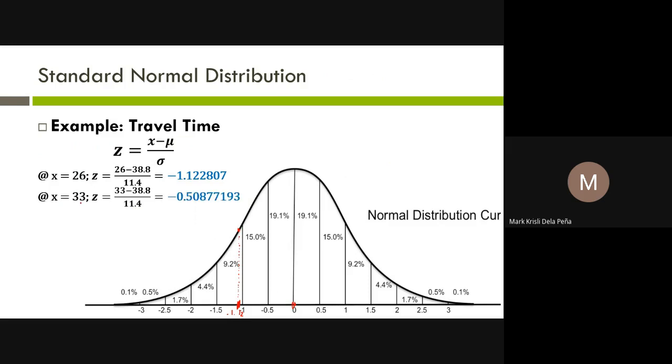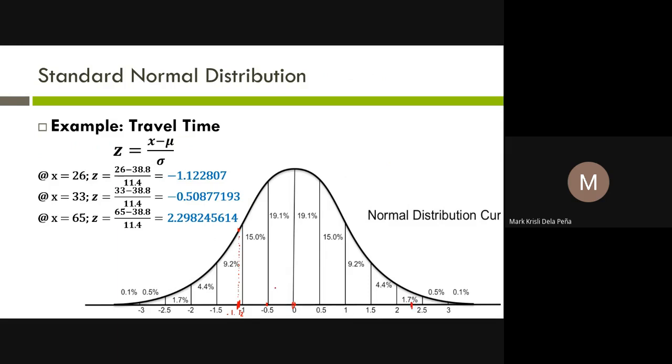So when x is equal to 33, its equivalent z is negative 0.508. So approximately here. This will be our second z. Our third z is when x is 65, so the third z is 2.29 or approximately 2.30. So maybe somewhere here. So that's our third z.